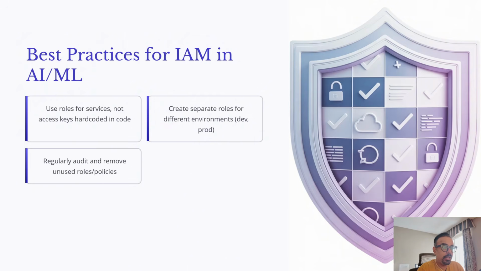Now, regularly audit and remove unused roles and policies over time. Teams create roles for experiments, test projects, and temporary tasks that accumulate permissions. Use IAM Access Analyzer to identify unused roles and overly permissive policies. Schedule quarterly reviews to delete unused identities and tighten permissions based on actual usage patterns.